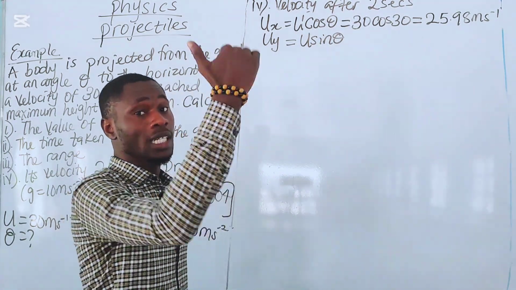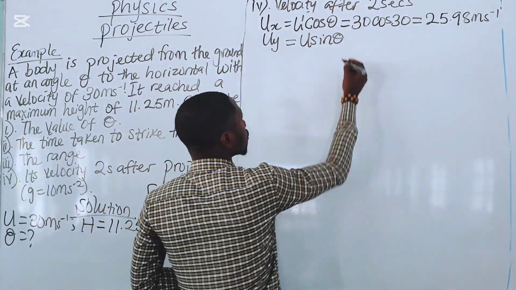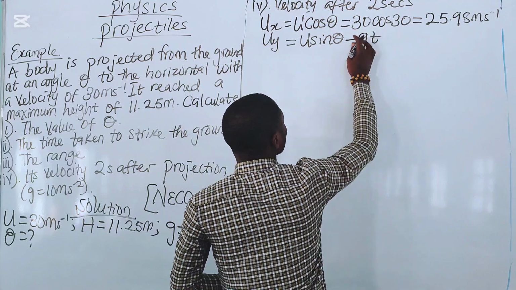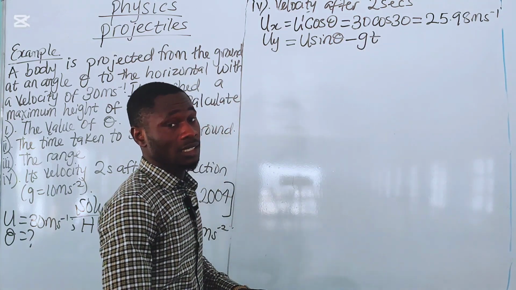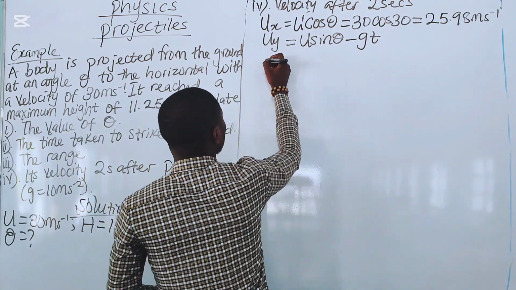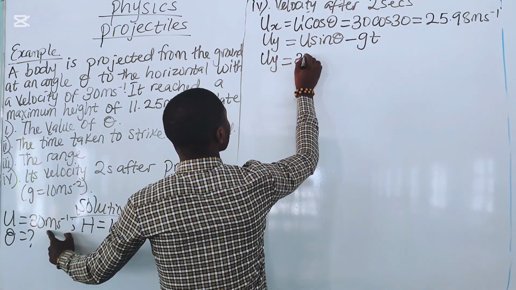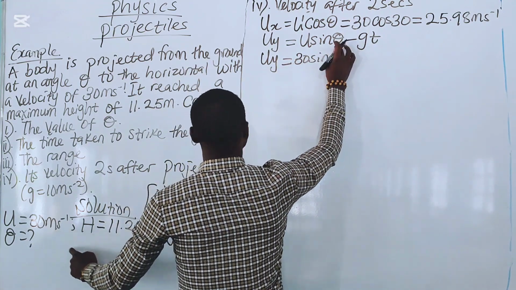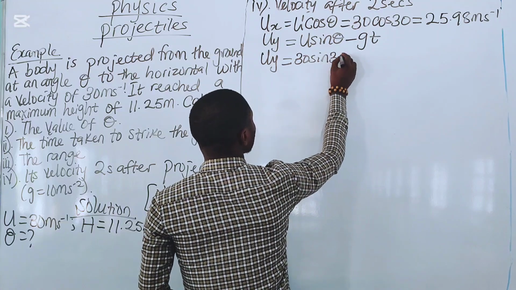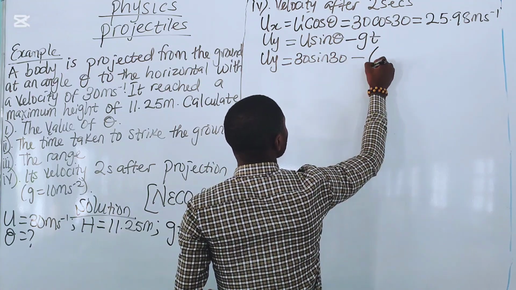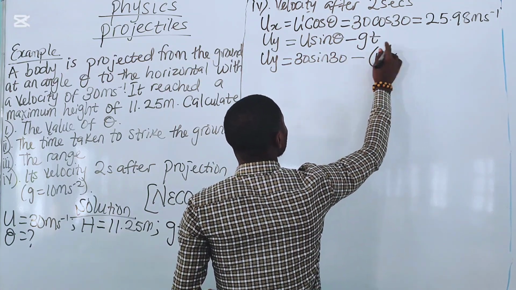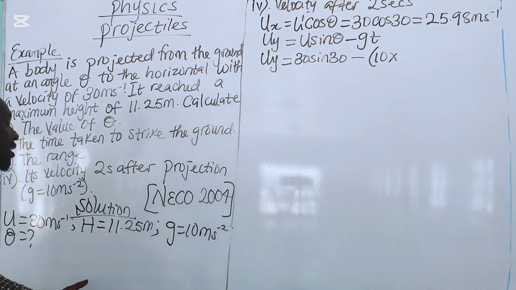However, the projectile is still in motion after it has been projected, so it's still going against gravity. So we have minus gt. Let's obtain the value of uy. Our uy now becomes u, which is 30, sine theta, we've already calculated it, minus gt, which is 10 times the time taken by the projectile, or the time spent.